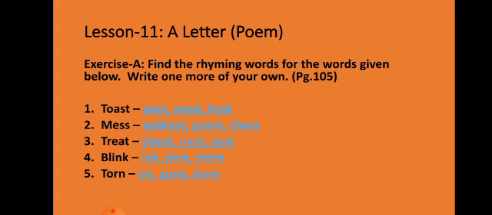So the answers are, the first one is toast. The words used here are post and most, and I have given you one more of my own, host. You can also write your own if you want. Number 2, mess. The rhyming words given in the poem are address, guess, and my own is chess. Number 3, treat. The 2 rhyming words in the poem are sheet, neat, and my own is seat. Number 4 is blink. The rhyming words in the poem are ink and pink, and one extra one is think from me. Number 5, torn. Worn and gone are from the poem, and born is of my own.